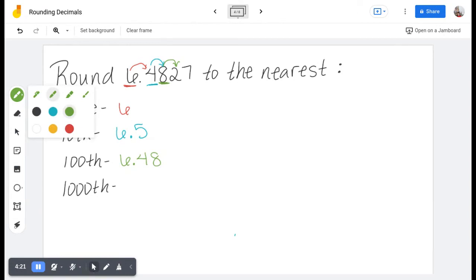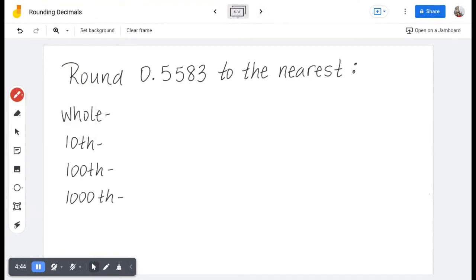One more, nearest thousandth. Okay, so that's my 2. Look to the right. It's a 7. 5 or more, let it soar. So that 2 is going to go up to a 3. So 6.483. It said thousandths, so it should stop in the thousandths place. Let's do another one.